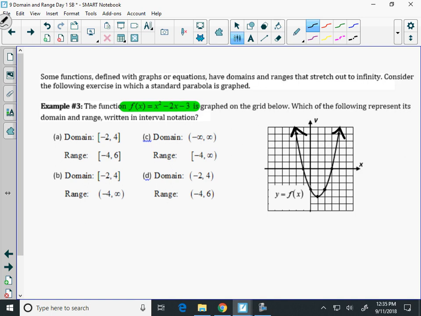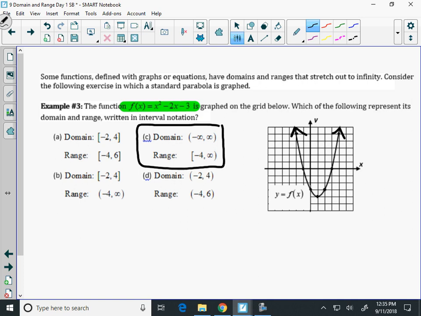So let's talk about domain. Domain's easiest, left to right. If I have an arrow on the left, where does my domain go to the left? It's going forever that way. -infinity is to the left, forever. And if my arrow on the right is going forever, where does it go in the positive direction? Towards infinity. So do you see a domain that says I go from -infinity to positive infinity? C. So C right here.